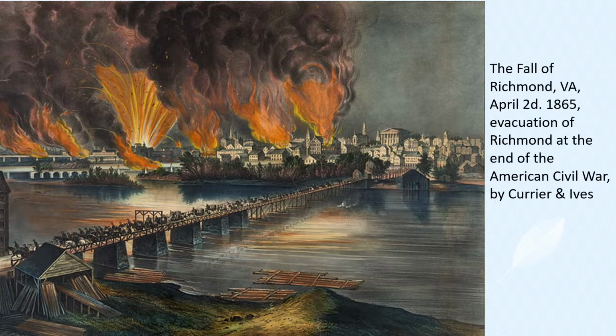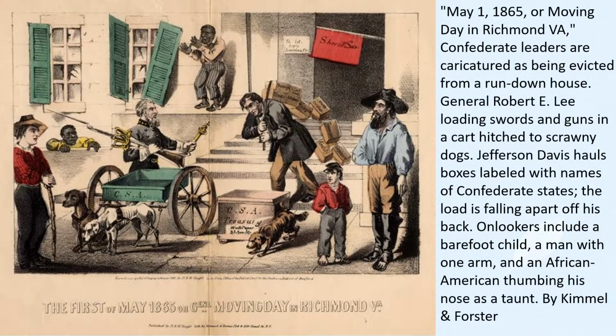When the Confederates retreated from Richmond, they set fire to the military supplies, fires which spread throughout Richmond. Also, this lithograph is Moving Day in Richmond, Virginia. Confederate leaders here are caricatured as being evicted from a rundown house. General Robert E. Lee is loading swords and guns in a cart hitched to scrawny dogs, and Jefferson Davis hauls boxes labeled with names of Confederate states. And the load is falling apart off his back. Onlookers include a barefoot child, a man with one arm, and an African American thumbing his nose as a taunt.